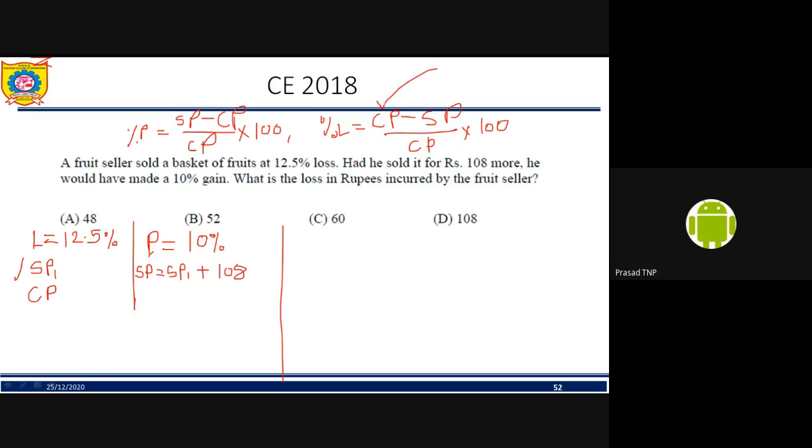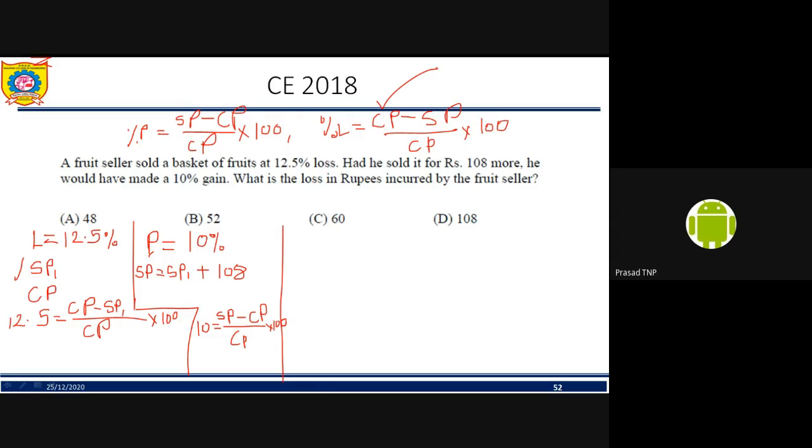It is cost price minus selling price. So we have loss 12.5% is equal to cost price minus selling price 1, divided by cost price, into 100. Fine. Now we will write the profit case also. Profit formula is selling price minus cost price. So profit is 10%, so 10 is equal to selling price SP minus cost price divided by cost price into 100.